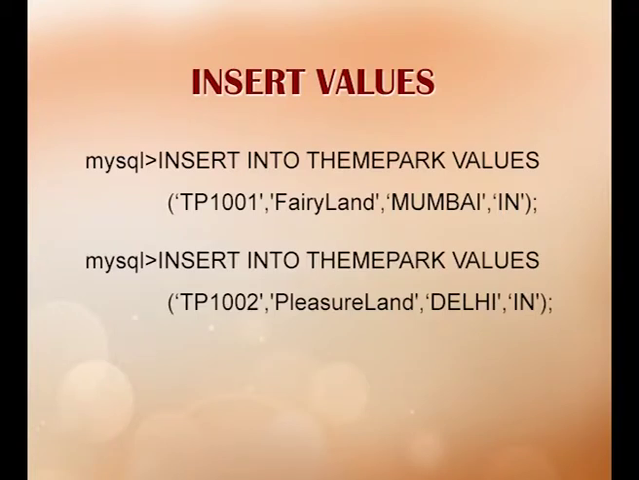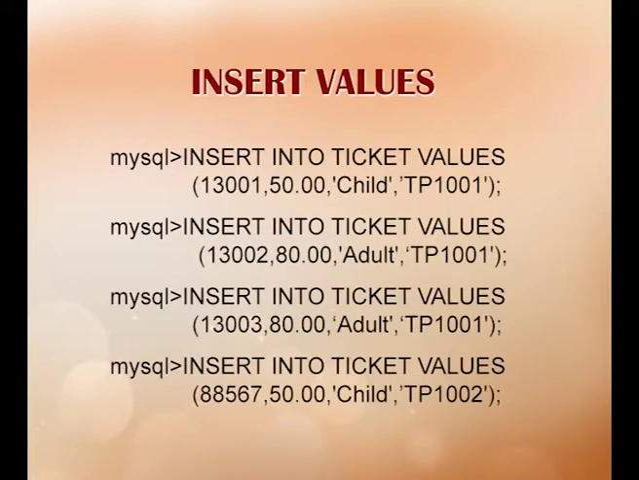So, these are the values we are inputting to the theme park table. INSERT INTO, here I am giving the table name as theme park, and VALUES. First is the theme park code, then the theme park name, the city and then the country. Here for country we are only taking 2 characters, IN for India. So, this is the code, then comes the name, then the city where the park exists, and then the country. Then there is a second record that we inputted.